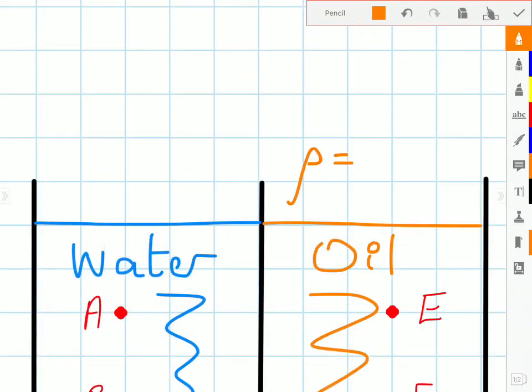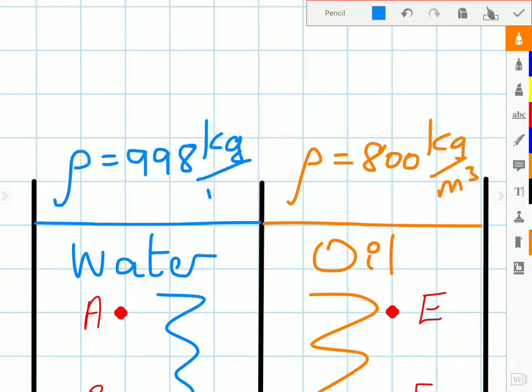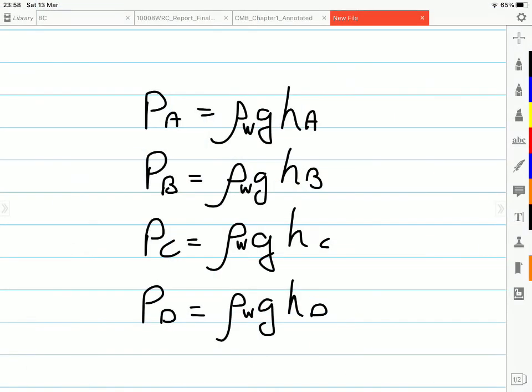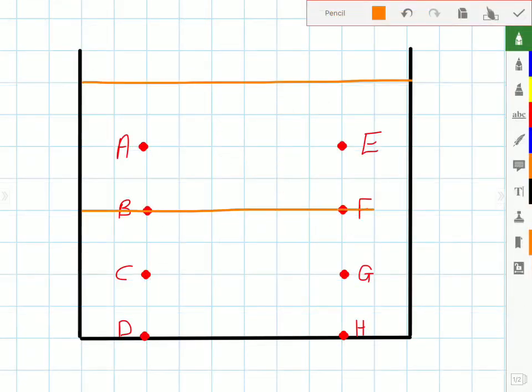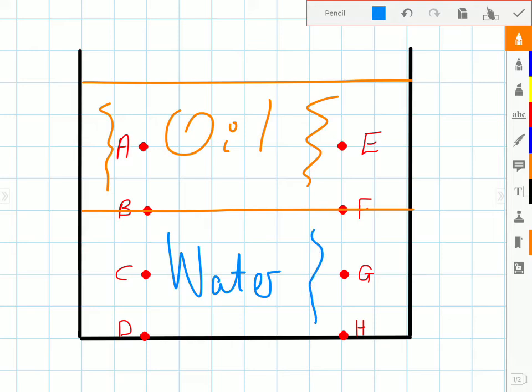would change because oil has a different density, let's say 800 kilograms per cubic meter versus water on the left. The different pressures would simply be found by taking the densities times the h values for water on the left and oil on the right. We can complicate this further by having oil float on top of water in the same tank.